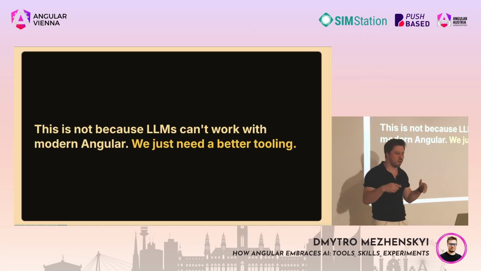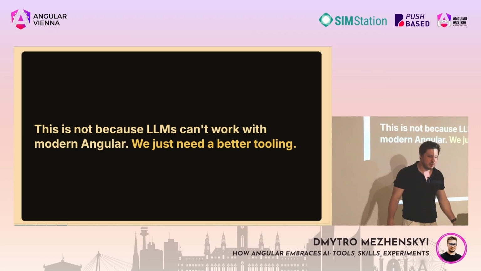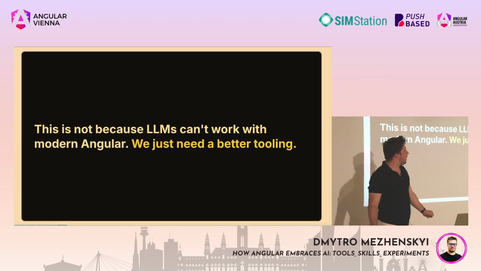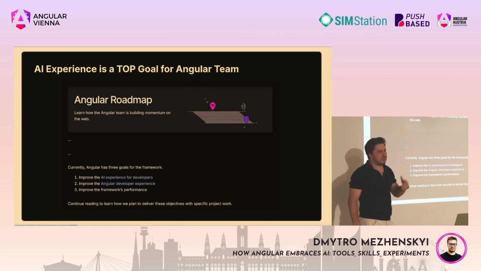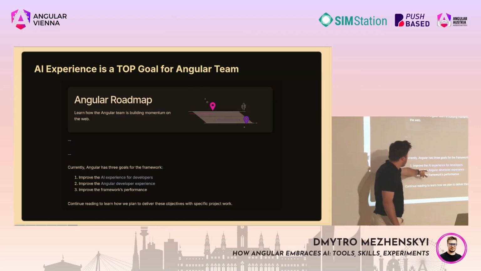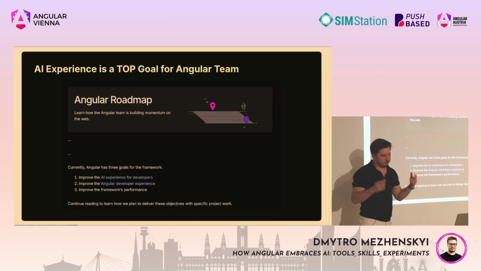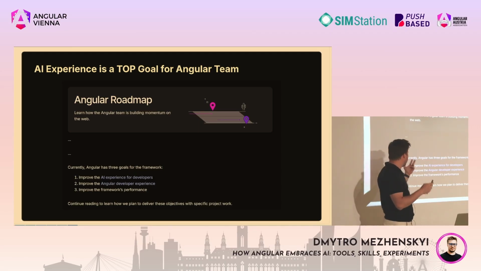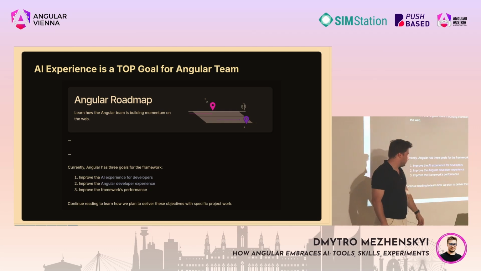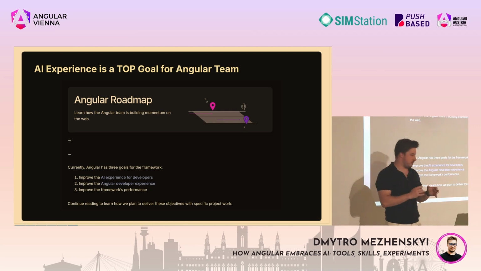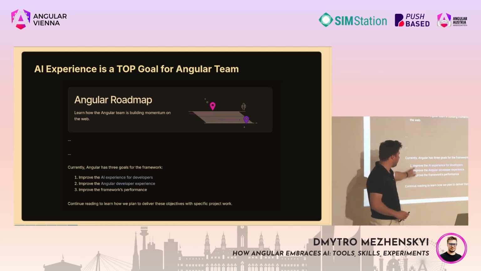provide better context for our agents, and so on. And this point of view is also shared by the Angular core team. If you take a look at the Angular roadmap, you can see that the top priority is AI experience for developers. So this is the top goal of the Angular team, along with Angular developer experience, which I think goes together with the first goal.